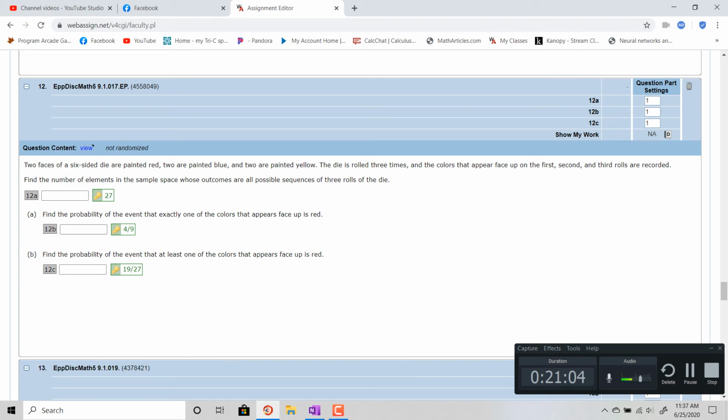Two faces of a six-sided die are painted red, two are painted blue, and two are painted yellow. The die is rolled 3 times, and the colors that appear face up on the first, second, and third rolls are recorded. Find the number of elements in the sample space whose outcomes are all possible sequences of 3 rolls of the die. Okay, in this case, you can kind of just pretend it was a 3-sided die.